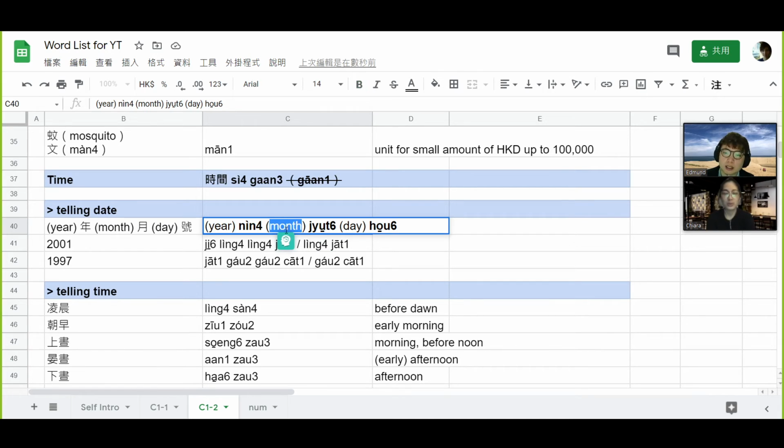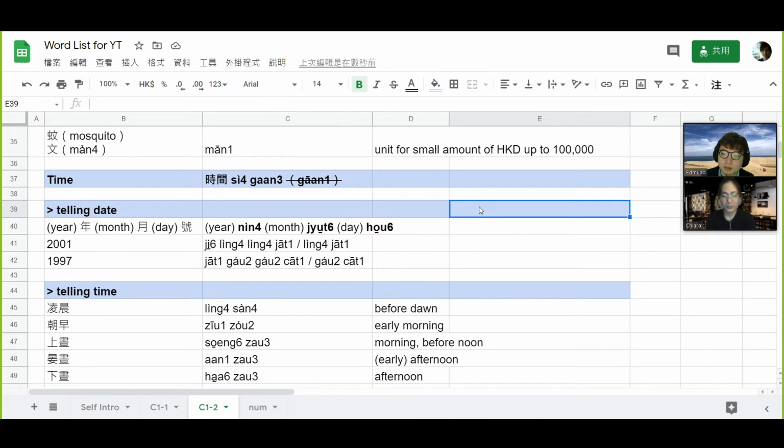For the month, actually no, you say 11, 12 as numbers. So only for the year I was wrong. For the month you say it like a number. For the day also you say it like a number, so you will say something like 20. And then at the end is hou. Can you try to say today's date?